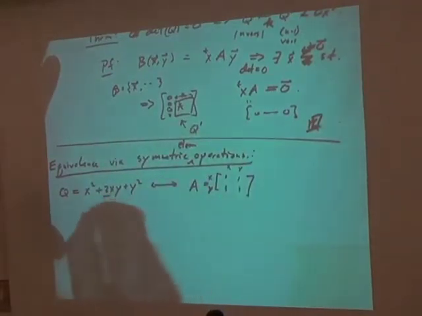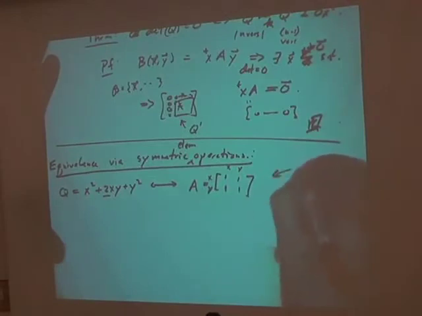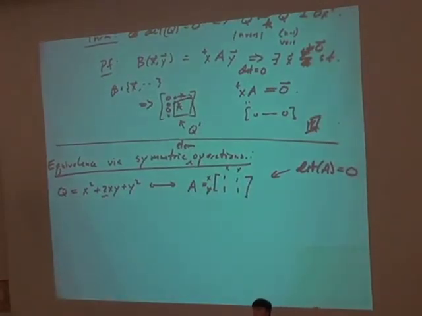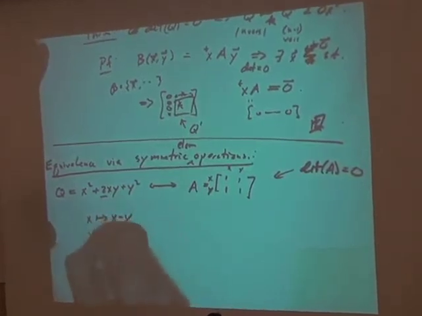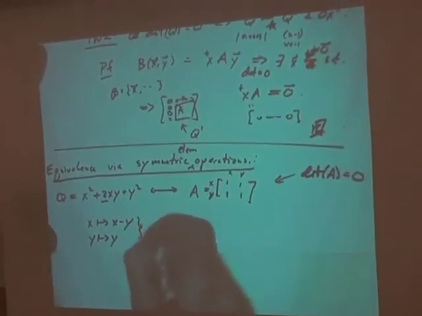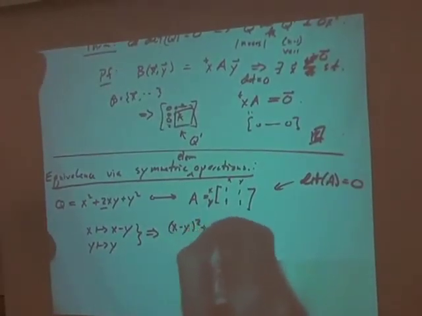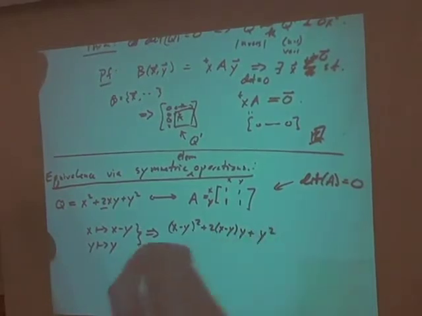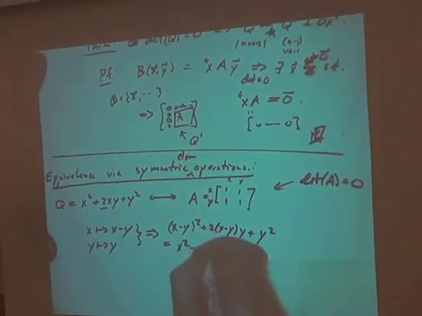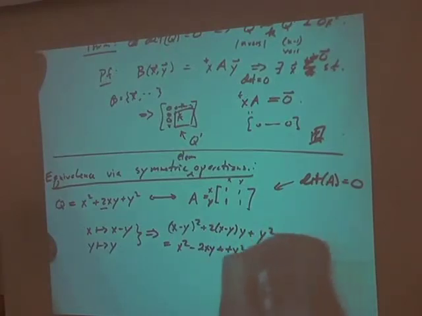So let me just give an example. If I compute the determinant of this quadratic form, the determinant is 0. So I know this quadratic form is degenerate, and I'd like to find a vector that represents 0 here. What you can do is either complete the square or play around with entries here. If I do the transformation that takes x to x minus y, and y to y, then this will give me the quadratic form (x minus y) squared plus 2(x minus y)y plus y squared. And this is x squared minus 2xy plus y squared.